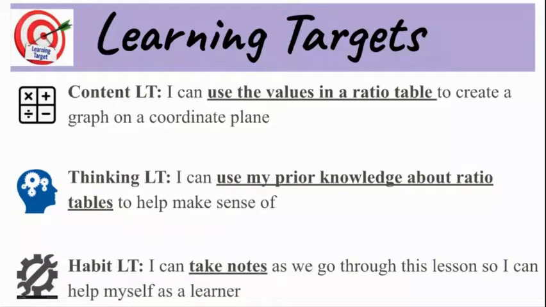For today, we are going to use the values in a ratio table to create a graph on a coordinate plane. So we're going to have to dig deep and use that prior knowledge that we learned from units 2 and 3 about ratio tables to help us make sense of how to graph them. Really, the purpose of graphing them is to have a visual representation of the relationship between these two quantities that are in our ratio table.